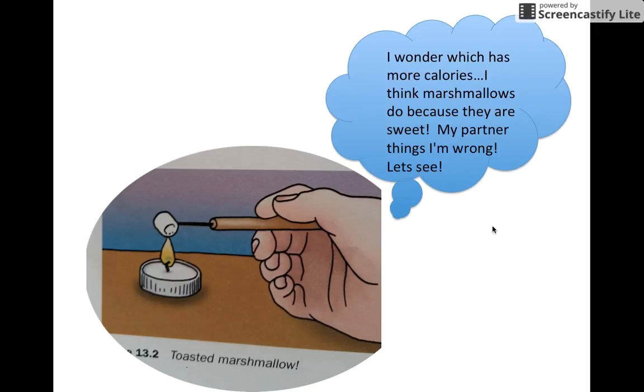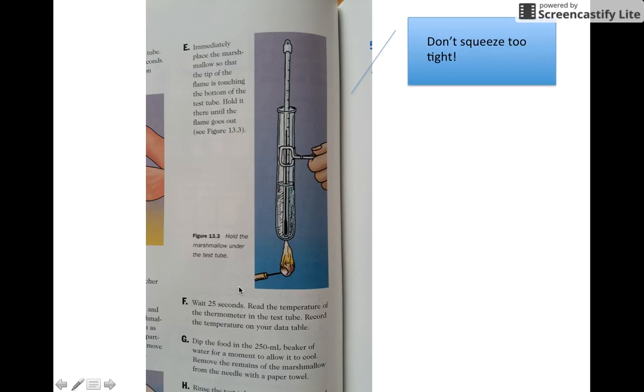This is how the students are going to first ignite their food. We're going to start with the marshmallow. Notice that the student is using the needle to hold it over the flame. Once it's lit, they're going to hold it underneath the test tube. You want to make sure this person's not having their hand too close and not squeezing too tight.